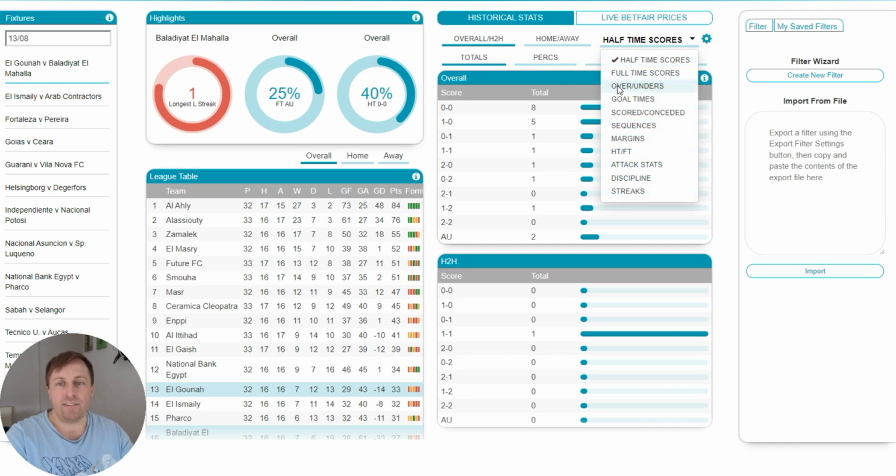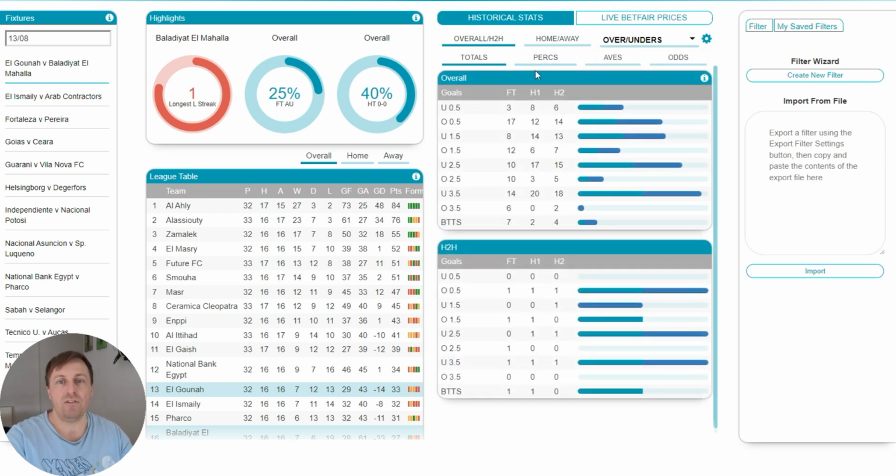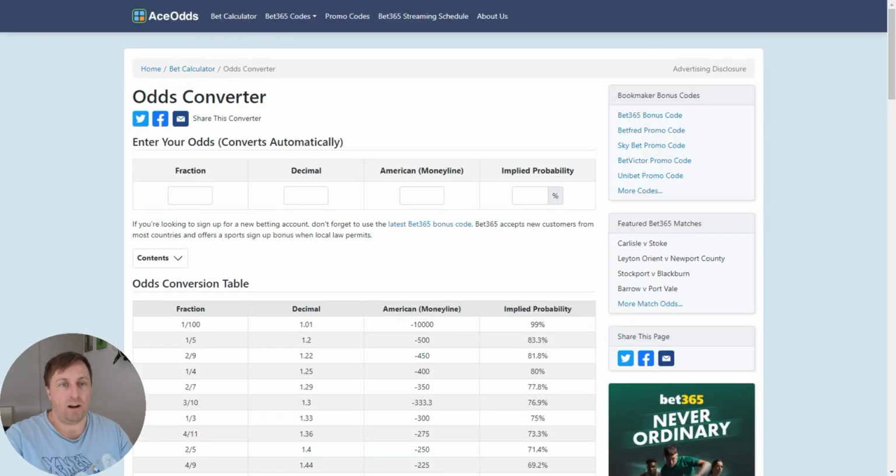But the first thing, obviously, you want to look at with any overs-unders market is the overs-unders stats. So we've got the totals here. Let's switch it to percentage, and we'll see what we've got. We can see that at full-time, 40% of the time, these teams have under 1.5 goals. Okay, 40% seems pretty high, right, for under 1.5 goals. That's interesting. Let's have a quick look at what the odds for 40% are.